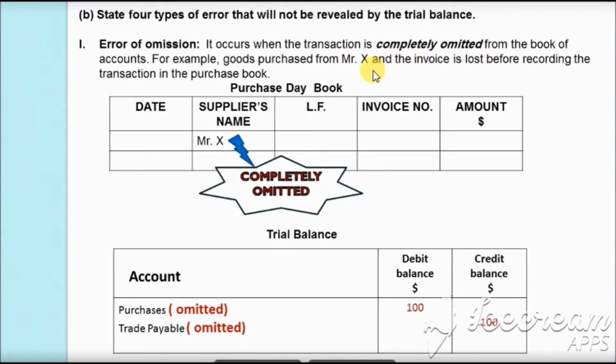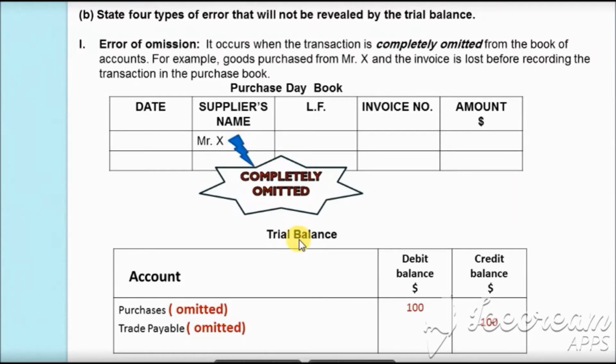I've given an example here where goods were purchased from Mr. X. So Mr. X is the credit supplier, but the invoice was lost, and because of this, it was not recorded. You see, whenever we purchase on credit, we mention it in the purchase day book, which is the book of prime entry or the book of original entry, and it will be mentioned with the name of the supplier, and this was not done. So from the beginning itself, this was not recorded.